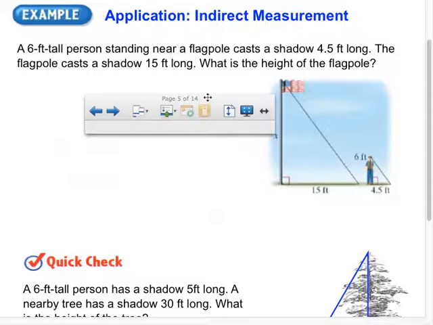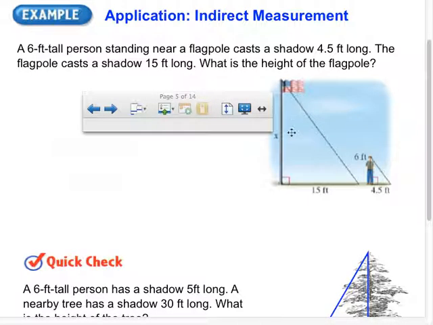I'm trying to find x, right? And so x is right here. And what corresponds with that side of the triangle? 6 foot, the height of the person, right? So here we go. You guys see what I just did? So 6 is the height of the person over the height of the flagpole. Do you guys see that?